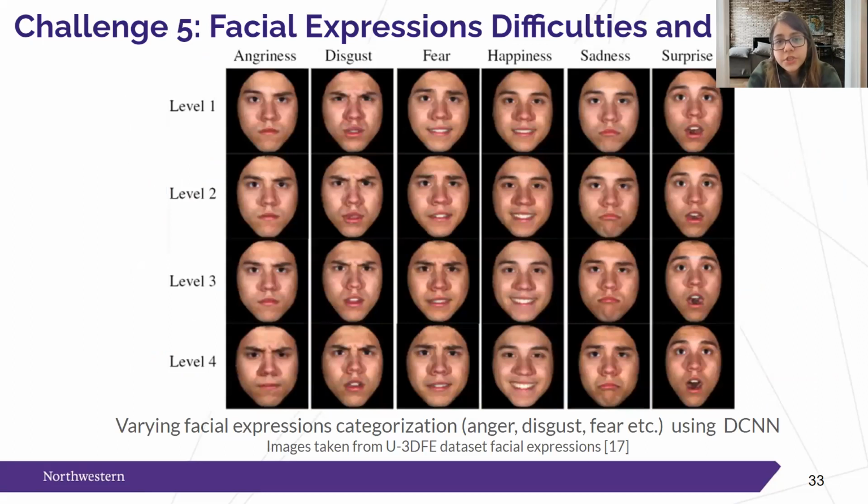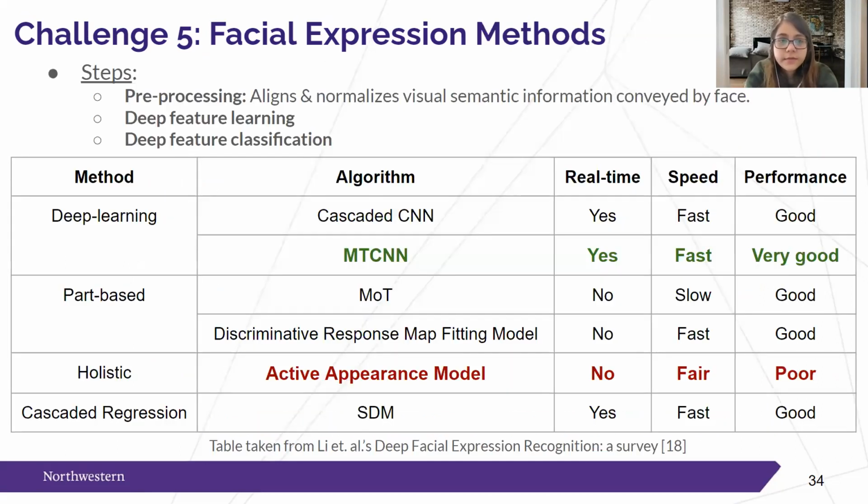The next challenge is facial expressions. As you can see here, there are different facial expressions at different levels of training, and they have been categorized into different labels. This is from a facial data set. And in facial expression recognition, there are three stages: pre-processing, learning, and classification. I've listed some methods here and the algorithms they used, and whether the performance was good, what the speed was, and whether they were real time.